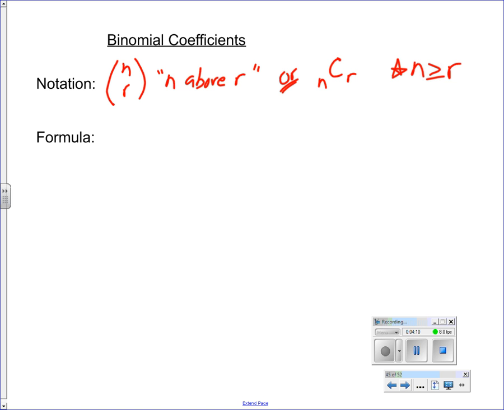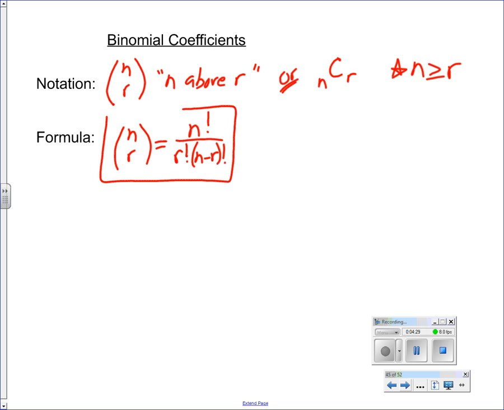So our formula for actually evaluating n above r, and this is why we worked with factorials on the second day of this unit, involves factorials. It's n factorial over r factorial times n minus r factorial. Just like any time we work with factorials and fractions, we're going to have a lot of cancellation happen here. So that's why it's important to be able to work with those factorials. That's how we find coefficients for the different terms in a binomial expansion.